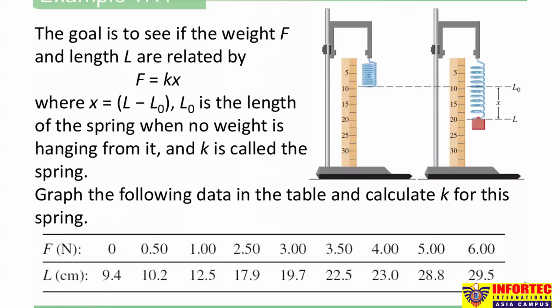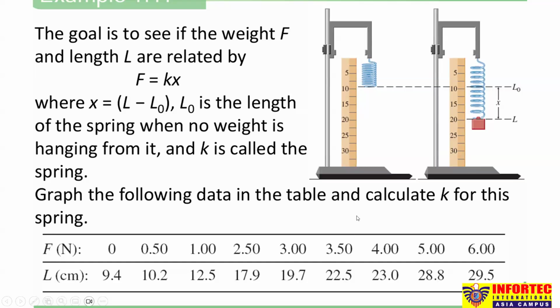In our previous example, you can see the spring constant. We can find the spring constant using our experiment. The goal is to see if the weight F and length L are related by F equals Kx. This is Hooke's law, where x represents L minus L naught. Then L is increasing, and L naught is the constant value. L naught is the length of the spring when no weight is hanging from it. And K is called the spring constant. Then we can find the spring constant value using the graph, right?